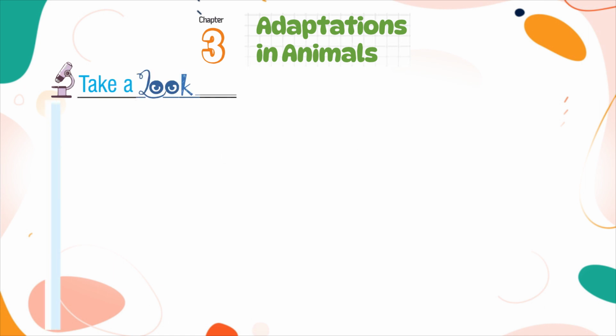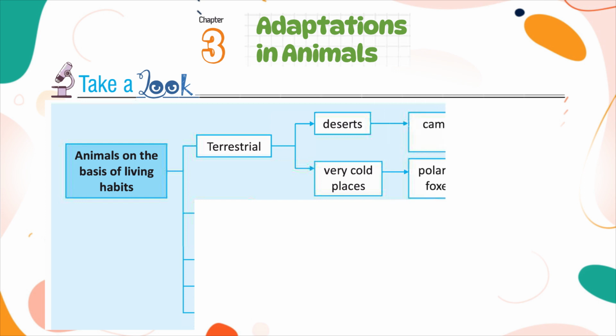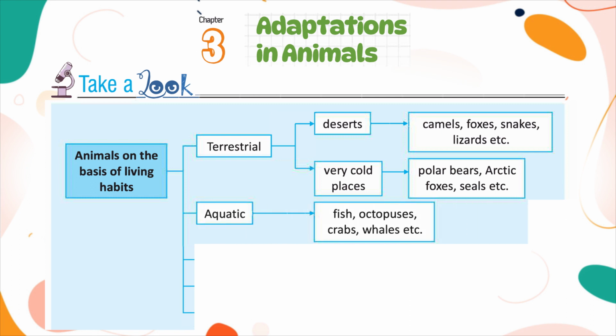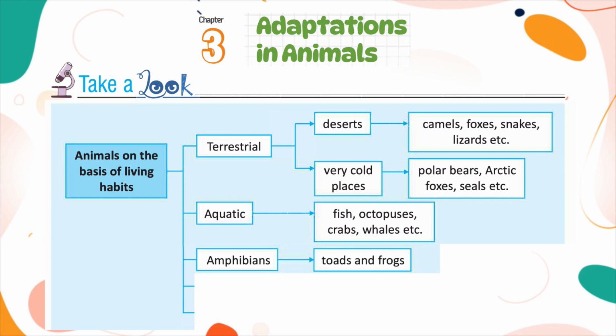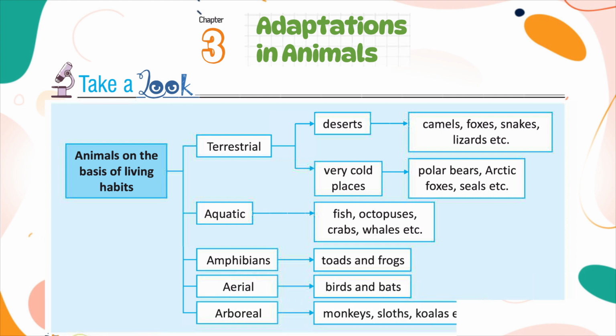Take a look. Animals on the basis of living habits. Terrestrial: deserts, camels, foxes, snakes, lizards, etc. Very cold places: polar bears, arctic foxes, seals, etc. Aquatic: fish, octopuses, crabs, whales, etc. Amphibians: toads and frogs. Aerial: birds and bats. Arboreal: monkeys, sloths, koalas, etc.